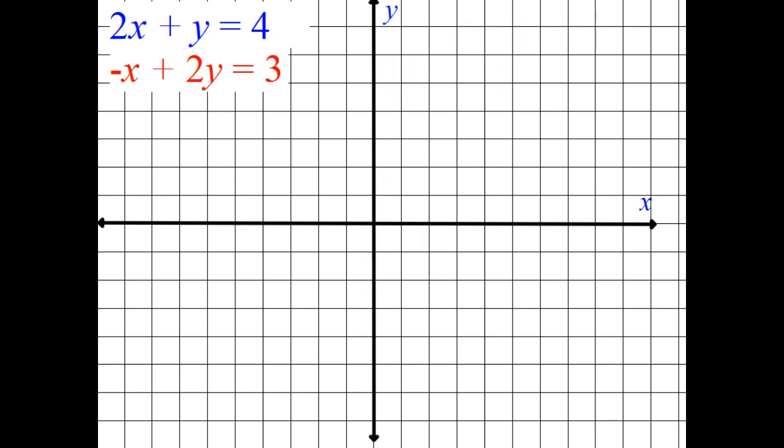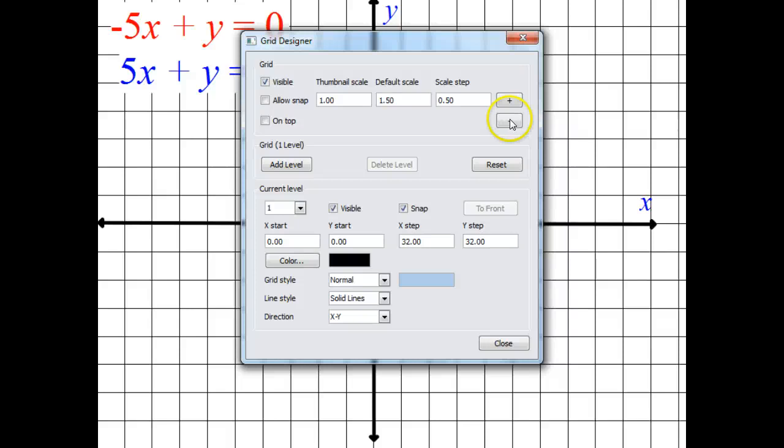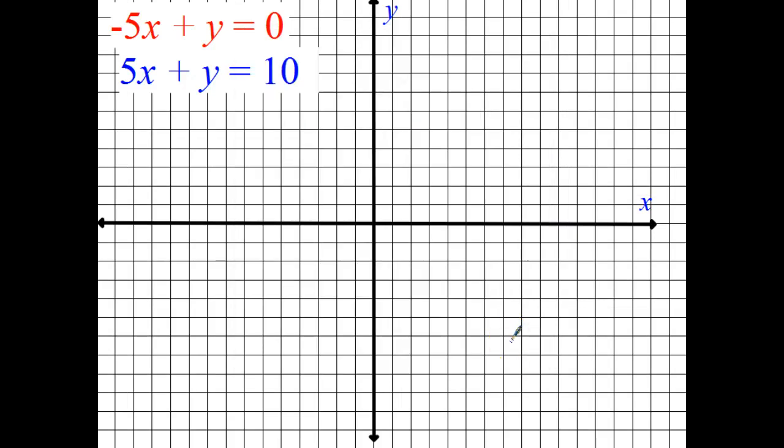All right, well, let's try it another way here. Let me make this graph a little bit smaller so that it's going to fit on here. Okay, so now let's try it. And this time, instead of using intercepts, I'm going to use slope-intercept. I'm going to take it from standard form and turn it into slope-intercept form.